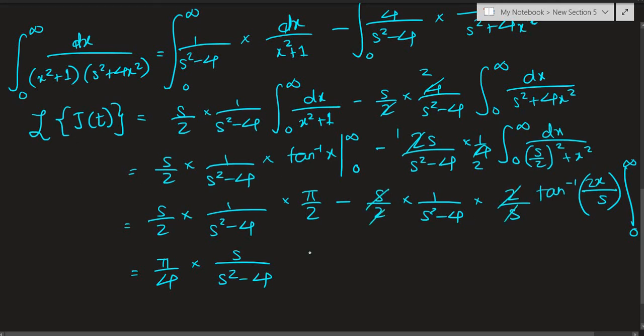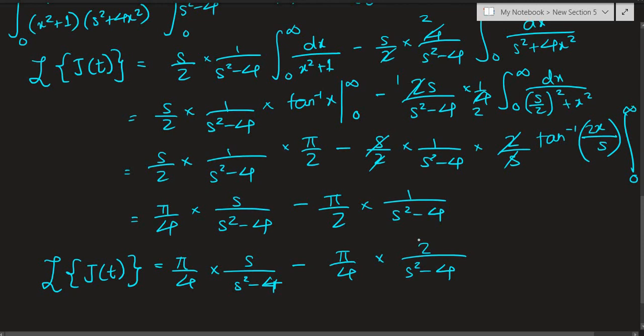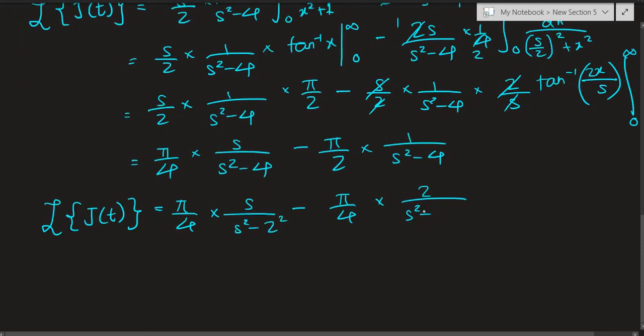Well, this term is entirely going to cancel out. Negative tan inverse of infinity is pi over 2, tan inverse of 0 is 0. So we just have pi over 2 times 1 over s squared minus 4 over here. So the Laplace transform of j of t is equal to pi over 4 times s over s squared minus 4, minus, I would like to have a 2 in the numerator, and you will see in a minute why. So 2 in the numerator, 2 in the denominator, we'll have pi over 4 times 2 over s squared minus 4. And I also want to write 4 as 2 squared. You'll see in a minute why. So we have this relatively condensed expression for the Laplace transform of j of t.